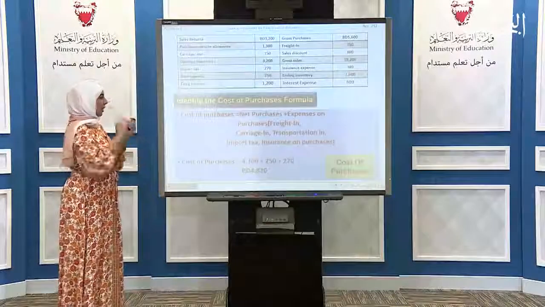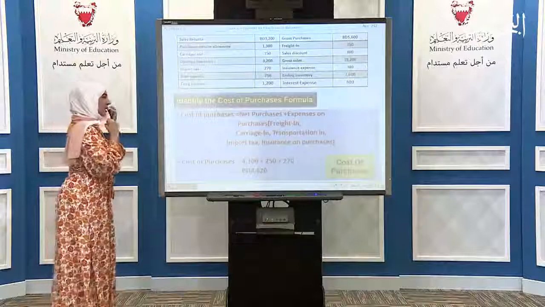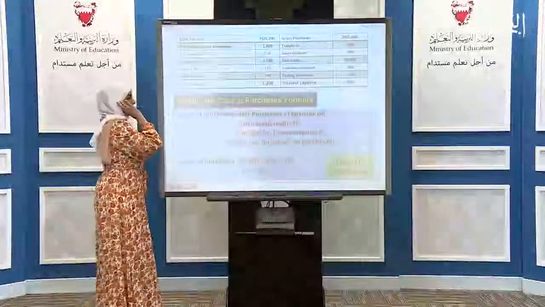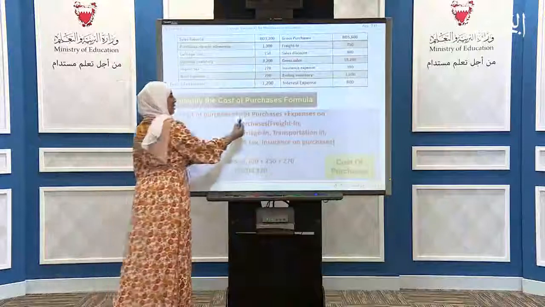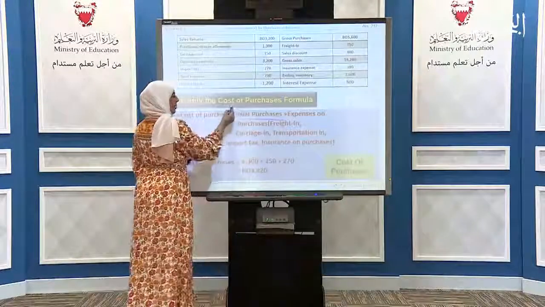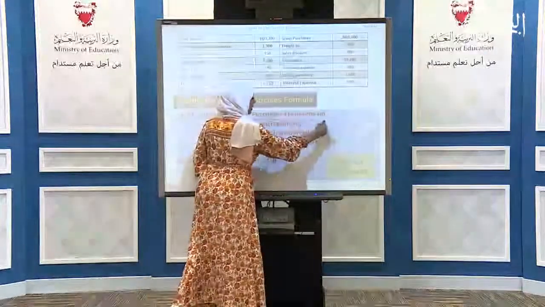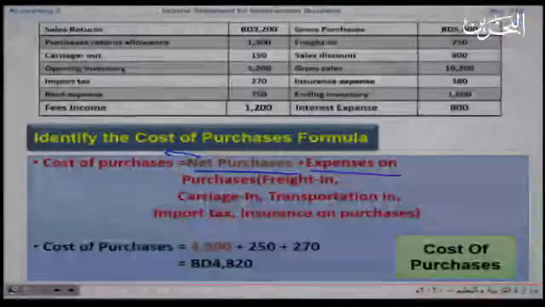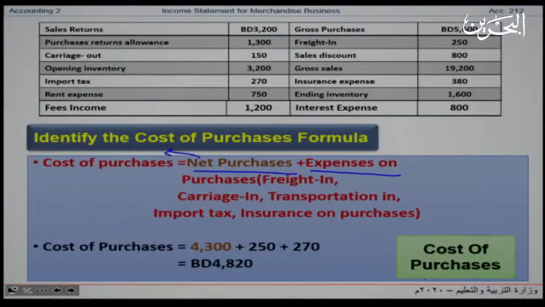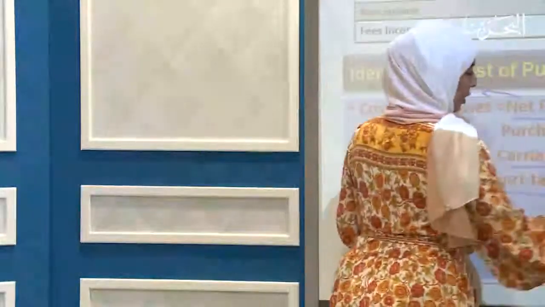Let us move to the third required, which is the cost of purchase. To find the cost of purchase, we need to use the net purchase that we found in the previous slide and add to it all the expenses we spent to purchase this merchandise. Let us take an example of the expenses on purchase. We have freight in, carriage in, transportation in, the import tax, and the insurance on purchase.